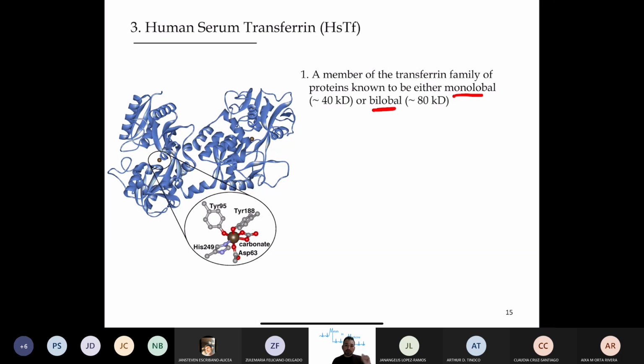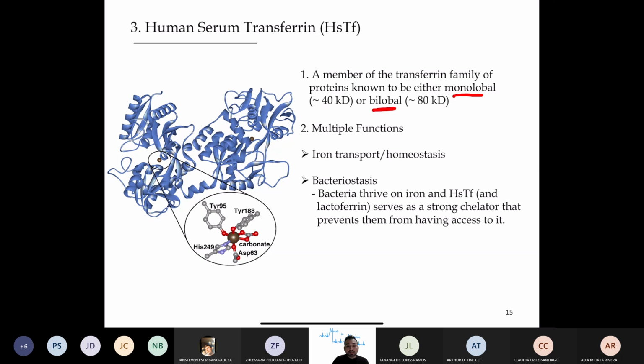I mentioned transferrin in our last lecture because we looked at mass spectrometry of iron bound to transferrin. Now we're going to look more at its biochemistry and its coordination chemistry. In its bilobal form it is 80 kilodaltons, and that is the form that exists in our bodies. This protein plays important functions. As I already mentioned, iron transport, but it also facilitates the homeostatic control of iron.